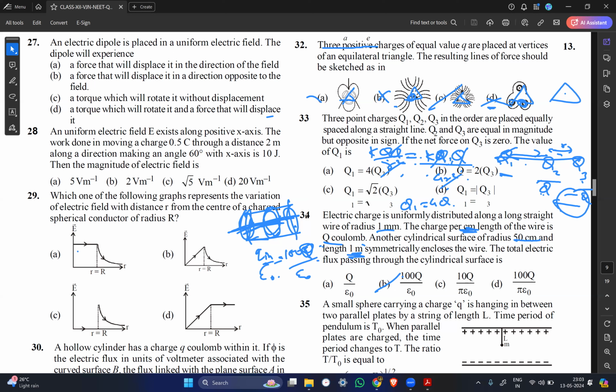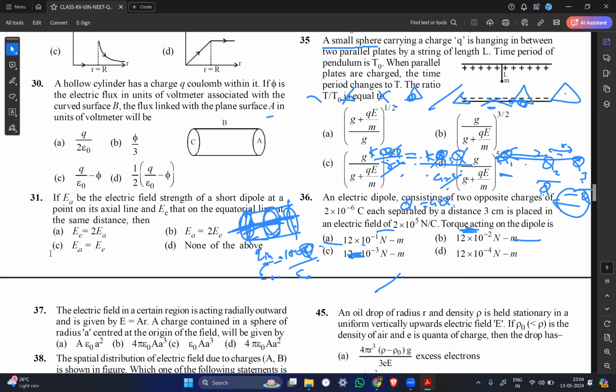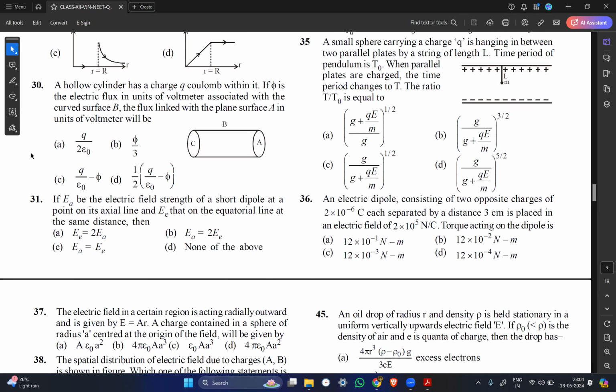35. A small sphere carrying a charge Q is hanging in between two parallel plates by a string of length L, and the time period of the pendulum is T0. When the parallel plates are charged, the time period changes to T. What is the ratio? When they are not charged, only g was there. So T0 was 2 pi root of L by g.